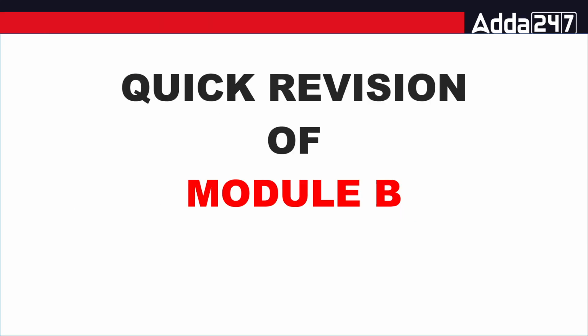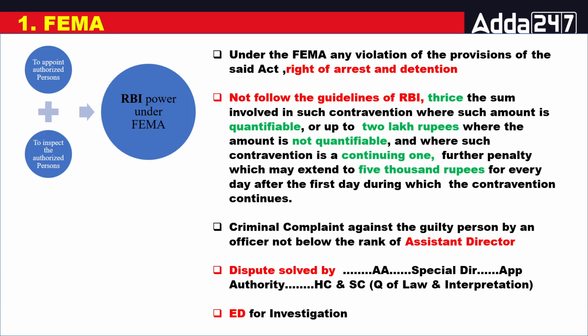So again, class, it's a quick version of module B. RBI has power under FEMA to appoint the authorized person and to inspect the authorized person. Under FEMA, if you violate the FEMA, then there is the right to arrest and detention. If you do not follow the guidelines of RBI, thrice the sum if the amount is quantifiable, and if the amount is not quantifiable, 2 lakh rupees. If you continue, 5,000 rupees each day. Then the assistant director will investigate the complaint.